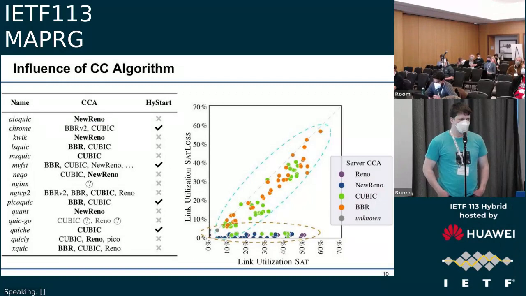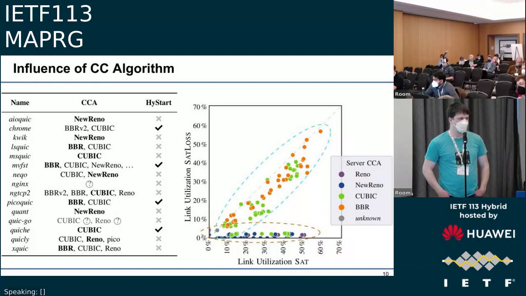Then we created a correlation plot, which has the link utilization of the SAT scenario on the x-axis and the link utilization of the SAT loss scenario on the y-axis. You can clearly see that the implementations which are using Reno or near Reno do not perform well in the SAT loss scenario. Regarding Cubic, most implementations perform well in the SAT loss scenario with a few exceptions, and BBR performs equally well in the SAT and the SAT loss scenario.